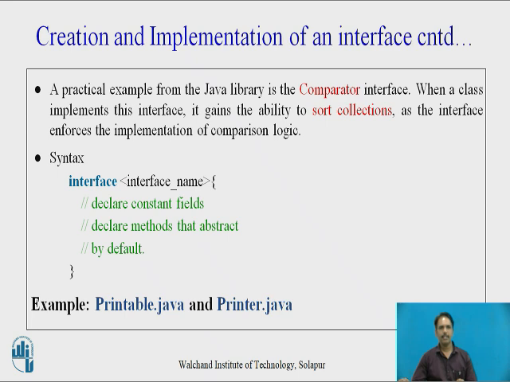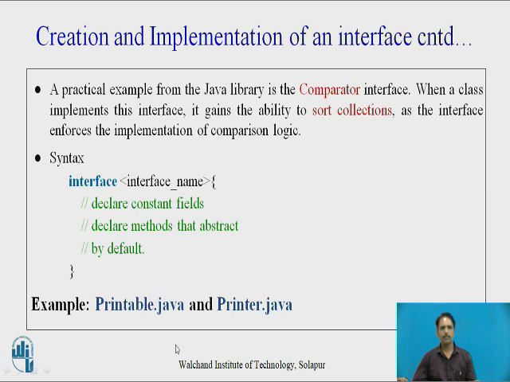A practical example from the Java library is the Comparator interface. There is an interface called Comparator which is available in the Java library. It is the best example. When a class implements this interface, the class gains the ability to sort collections, as the interface enforces implementing the comparison logic. So this is the syntax that we need to follow. We should use the keyword interface, followed by an interface name, and within the curly braces, we are supposed to declare the constants which are required and the methods which are abstract in nature.